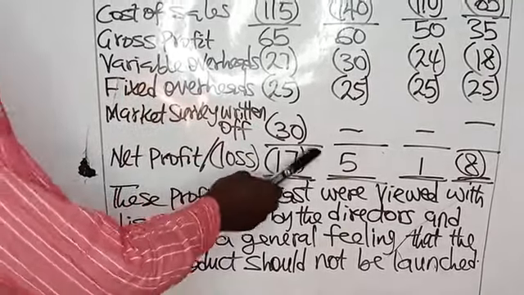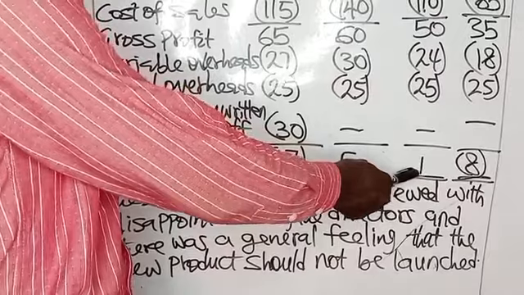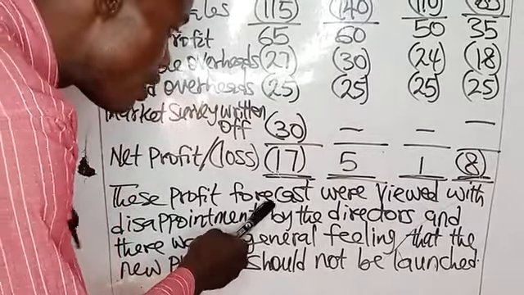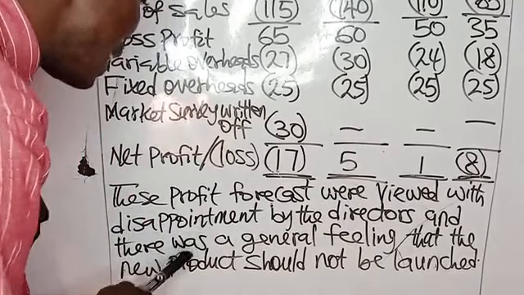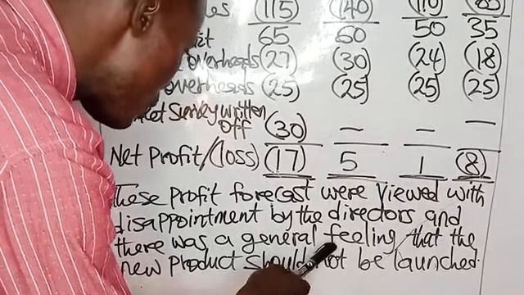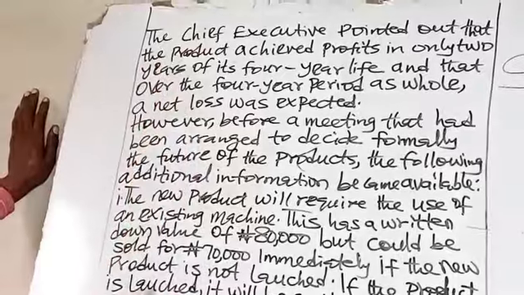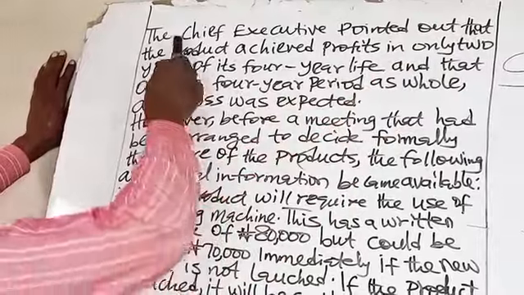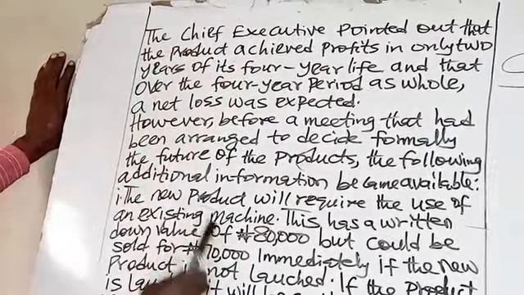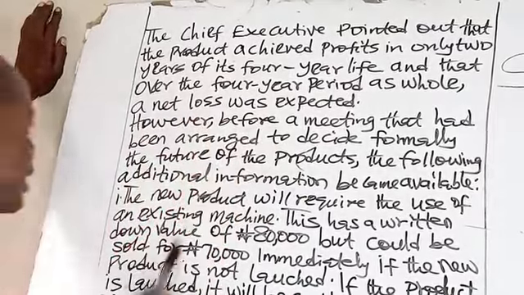We have the net profit or loss. Year 1, loss of 17,000. Year 2, profit of 5,000. Year 3, profit of 1,000. Year 4, loss of 8,000 naira. This profit forecast was viewed with disappointment by the directors, and there was a general feeling that the new product should not be launched. The chief executive pointed out that the product achieved profits in only 2 years of its 4-year life, and that over the 4-year period as a whole, a net loss was expected.